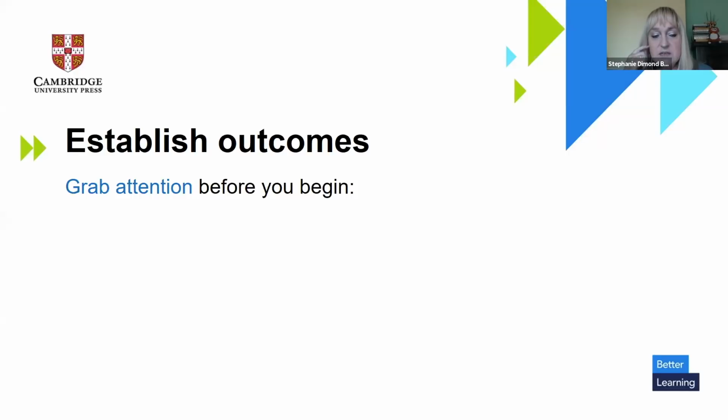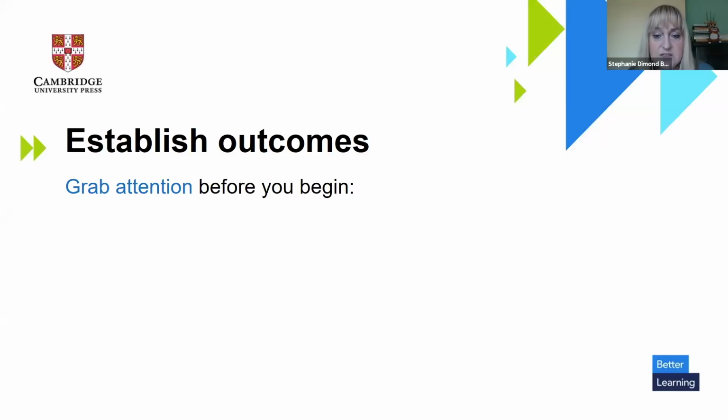As I've mentioned, if we want to involve our students, it's really important to establish outcomes. So the first thing to do, especially with young learners, is to grab attention. This is particularly important if you are working online. It's much easier in a classroom to see what people are doing, but when you're not in a classroom, you really need to make sure that you can bring everybody in and focused.